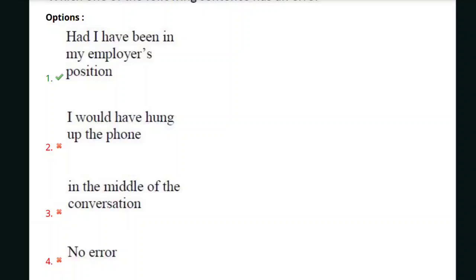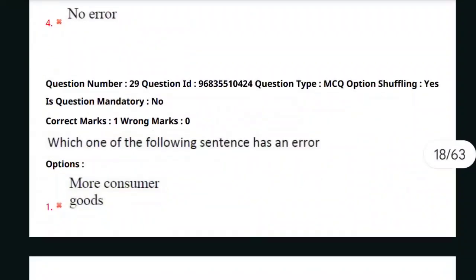We need not to use have here. Had I been in my employer's position, I would have hung up the phone in the middle of the conversation. Here I have been is the error. So the correct answer, the error we can find in the first option. Let's move towards next question.